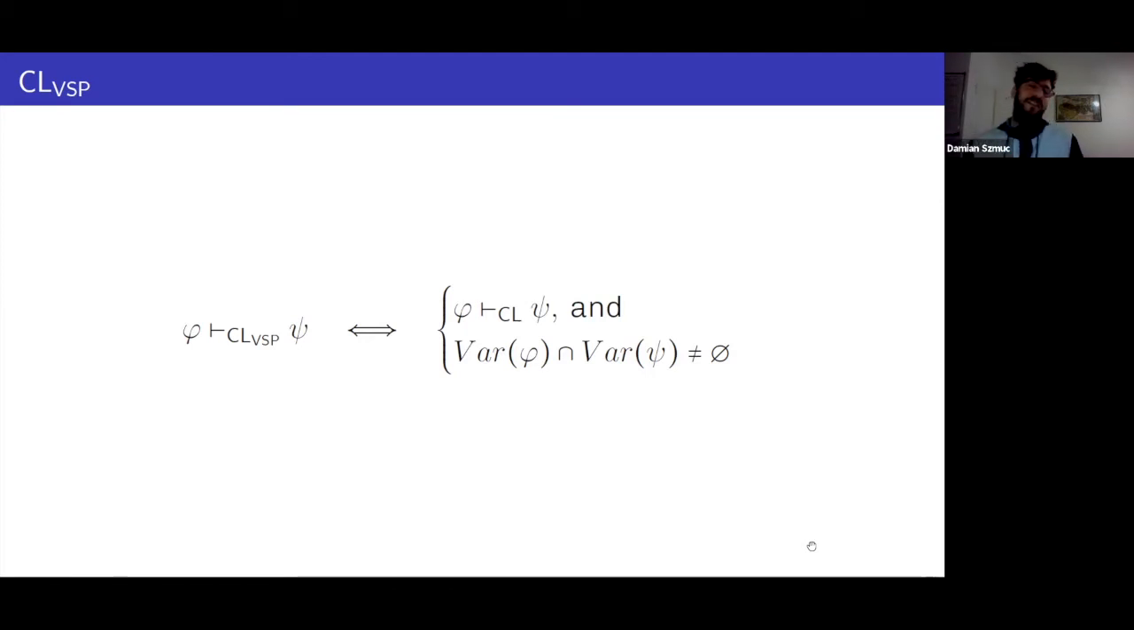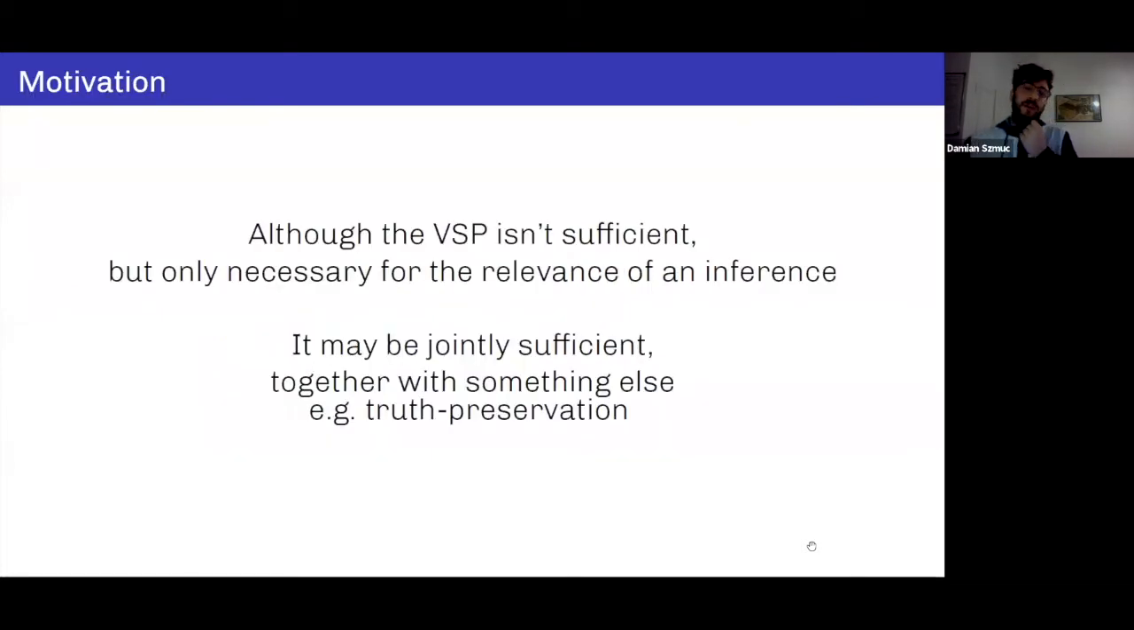I think that it's interesting, even though there might be some reasons to not like this. I think it is interesting, and I'll tell you why. So some people say, probably correctly, that the variable sharing principle is insufficient. It's not sufficient for a characterization of relevance, but only necessary, right? And some of these people actually say that it's insufficient because it doesn't select a set of relevant inferences. And some people say it's insufficient and only necessary because even though some inferences respect the variable sharing principle and they are valid, they are not relevant, or they should not be regarded as something that a relevance logic should aim for, right?